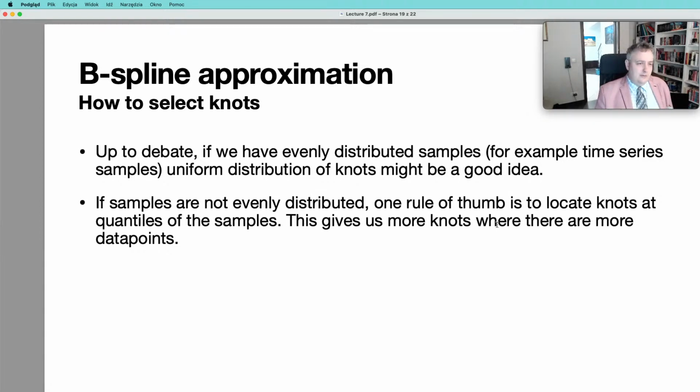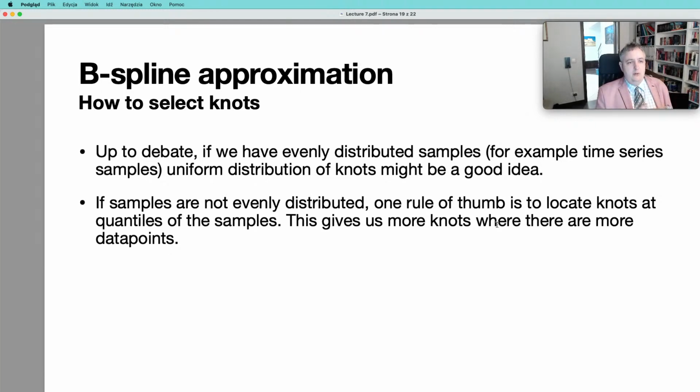And the question is how to select knots. There are multiple situations. If we have evenly distributed samples, not in the sense that you have more samples for a certain point of an interval and fewer elsewhere. An uneven distribution would be like you have a lot of samples on the large values and very few on the small values. If you have the same everywhere, for example, multiple time series measured on a fixed interval, a uniform grid might be okay.